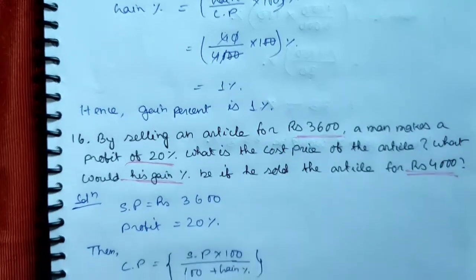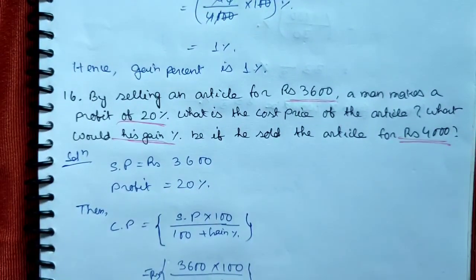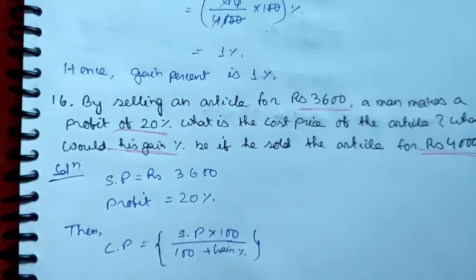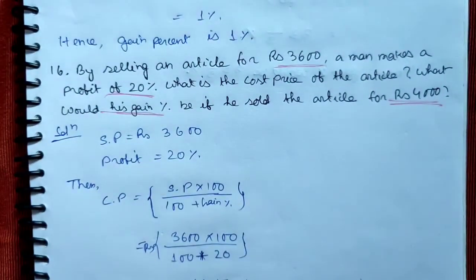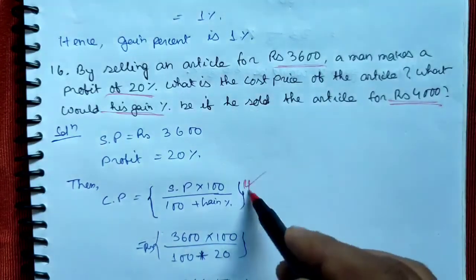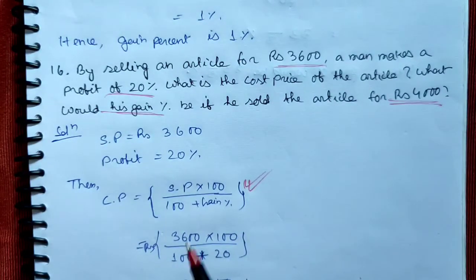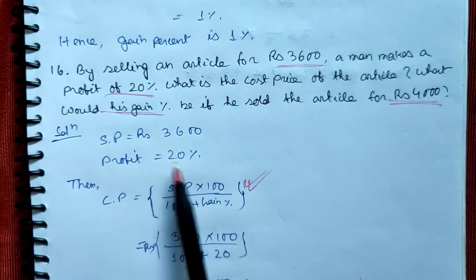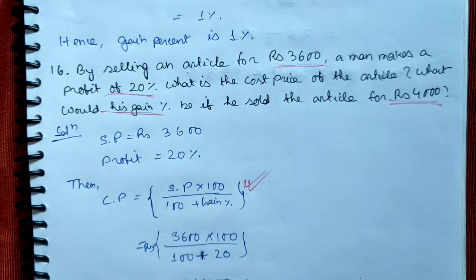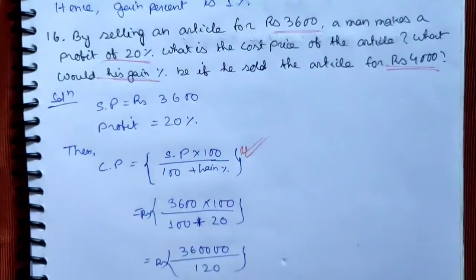Okay, so now solution. SP of the article is what? Rupees 3600, isn't it? Profit is 20%, then CP will be what? CP is SP into 100 divided by 100 plus profit percent. These are the important formulas, you have to know. So SP 3600 into 100, 100 plus 20. Gain percent and profit percent are the same thing.